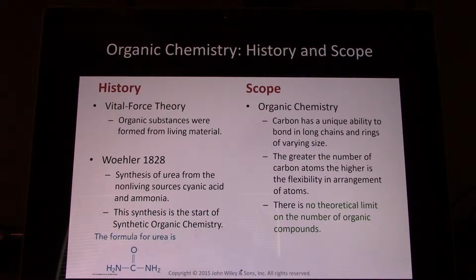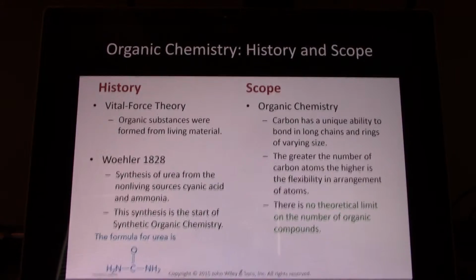There is no theoretical limit on the number of possible organic compounds. And so there could be trillions of compounds synthesized in the next 100 years. The greater the number of carbon atoms, the higher the flexibility of arrangement of the atoms. So carbon is unique, and it's the only element that's able to bind to itself hundreds of times in a row and still be completely stable. And this is why life is carbon-based, because carbon is the only atom on the periodic table which has the properties necessary to make the gigantic biological molecules necessary for life.